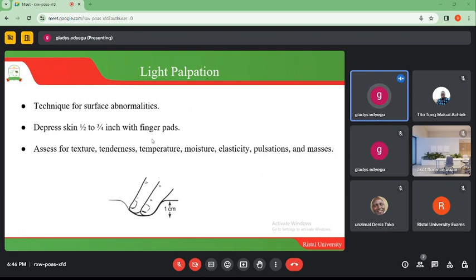Then light palpation. I remember I said we should start with light palpation. Don't go direct to deep palpation. When you start with light palpation on the surface, it can give you a picture of how the patient is feeling before you start the deep palpation. So this is the technique for surface abnormalities. You're trying to look for any surface abnormalities. That's why we do the light palpation.